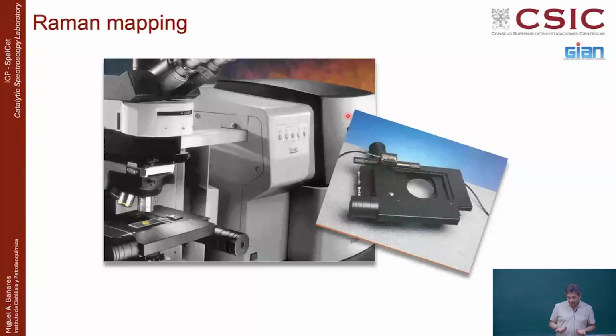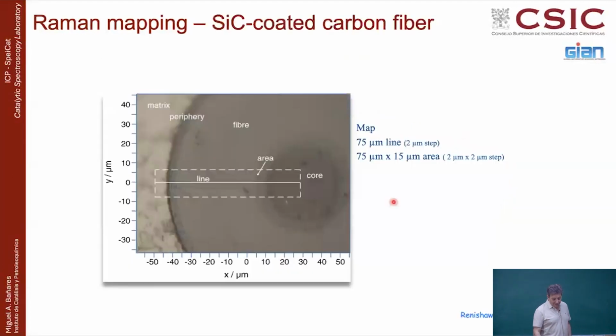Usually, nowadays, most of the equipment come with a motorized stage, so that you can really define the maps. You don't have to go one by one, but it will be made automatically. And you can make line maps, surface maps, many things. And the information can be very interesting.